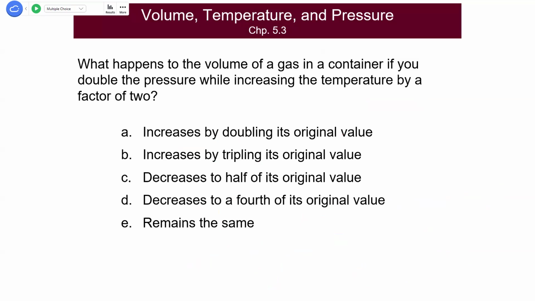Okay, so what happens to the volume of a gas in a container if you double the pressure while increasing the temperature by a factor of 2? Are we changing the number of moles here? No. So can we apply our combined gas law? Yes, we can. Okay, let's try this one.